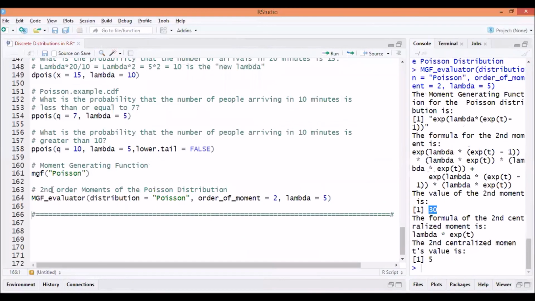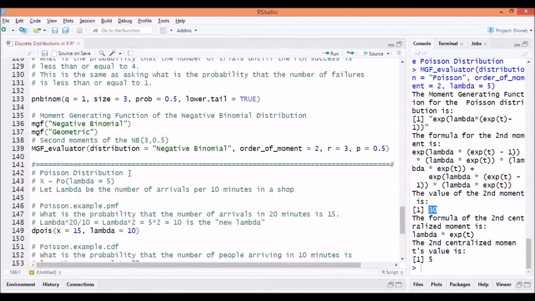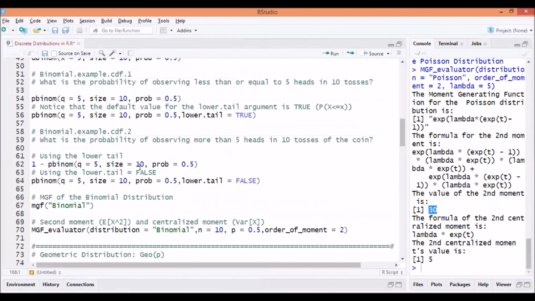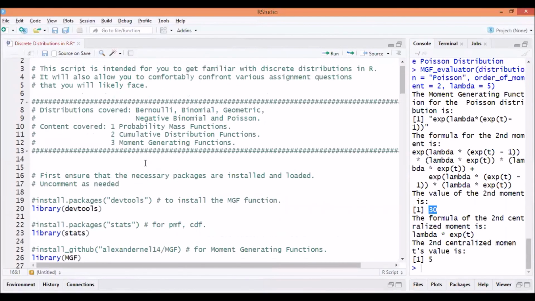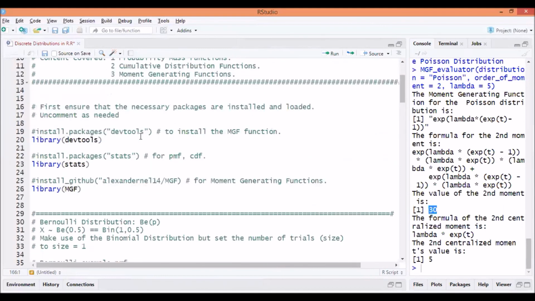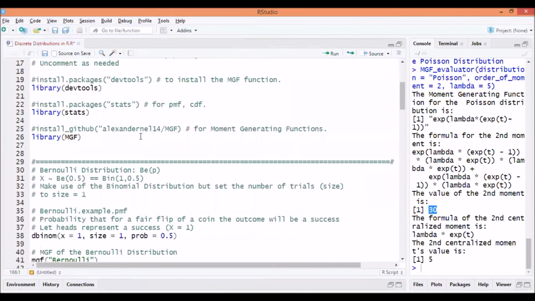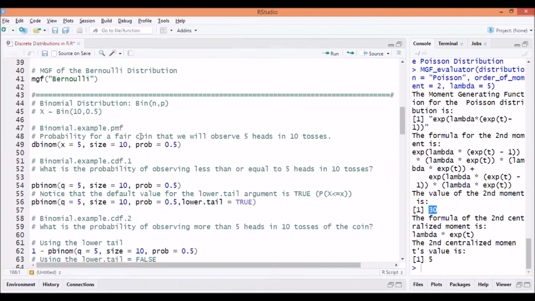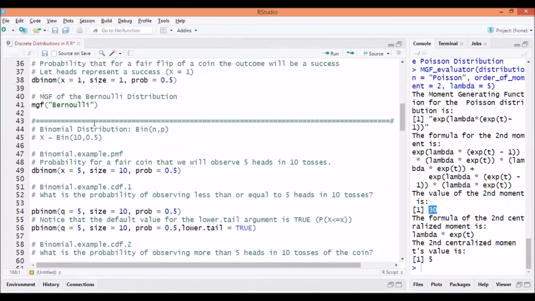Thank you very much for watching. I believe that this template will prove very useful to you in getting an understanding and an introduction of how you can use R for discrete distributions and all of the distributions that we have covered in the probability theory playlist. And I hope that you've enjoyed this video, and that it's also given you a good showcase of the moment generating function package and how we can use it in R.